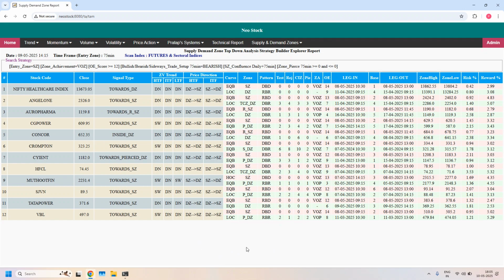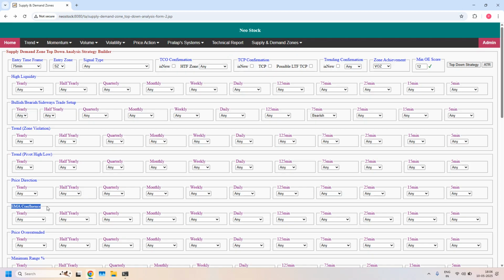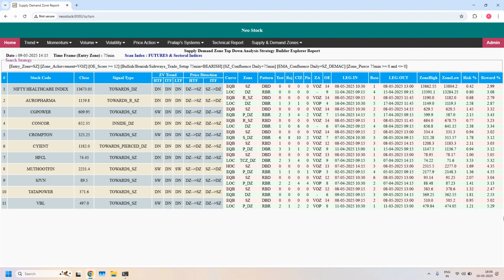That is ITF trend. So let us further filter this list based on daily supply zone having daily EMA confluence. In that case, those filtered zones, the overlapped 75 minute supply zones are having even more high probability to get success. So I am going back in the EMA confluence at daily time frame. I am checking the daily supply zone having daily EMA. So 11 stocks are filtered. So all these 11 75 minute supply zones might be having more high probability to get success.